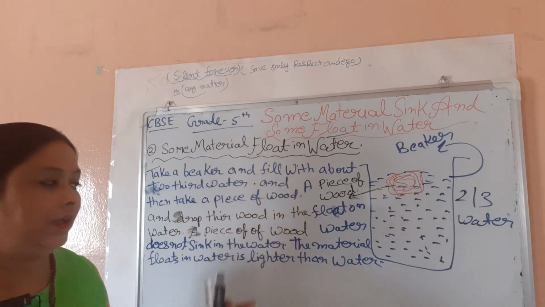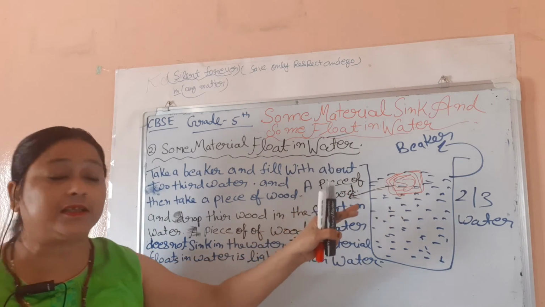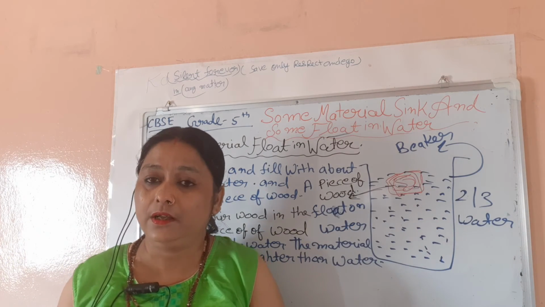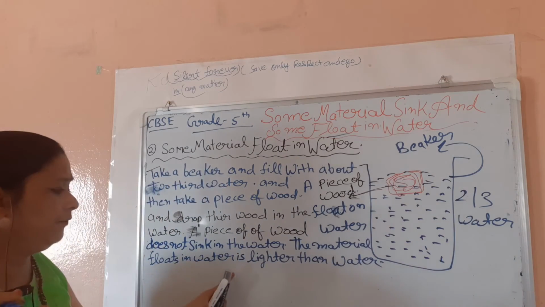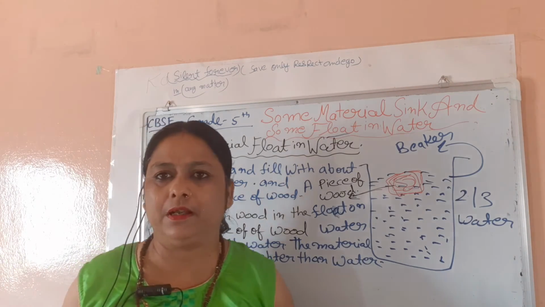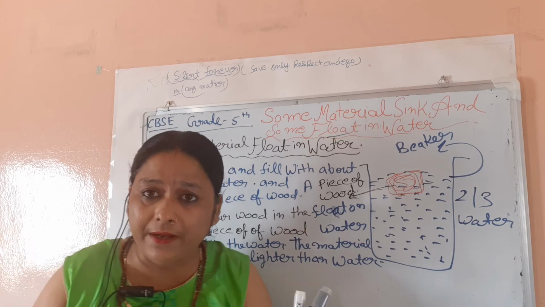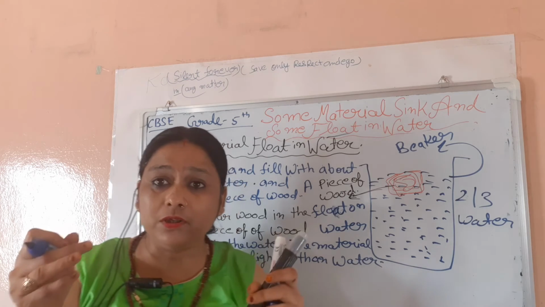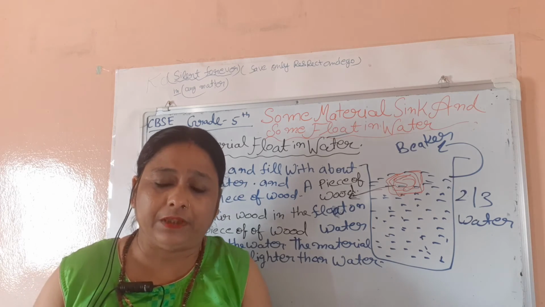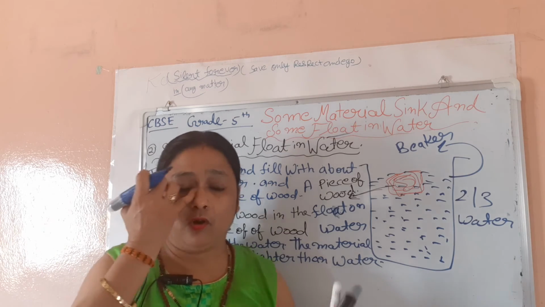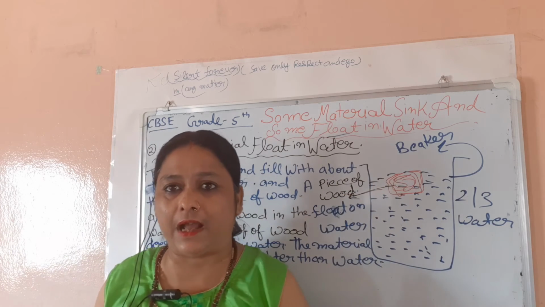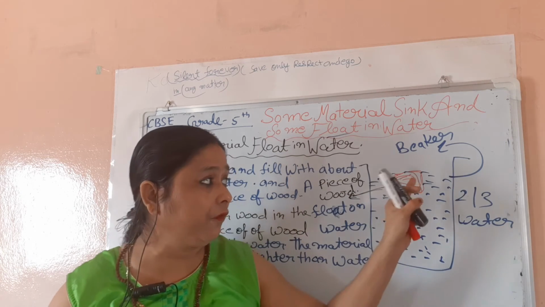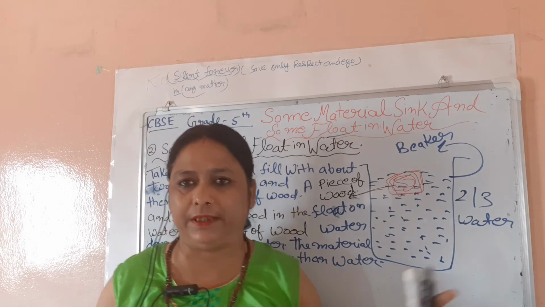This is proof that the piece of wood does not sink in water. It floats in water. This proves that wood is lighter than water. So a material that floats in water is lighter than water, and a material that sinks in water is heavier than water. So wood, oil, kerosene and ice are lighter than water because they do not sink in water; they float. We proved that with this experiment.